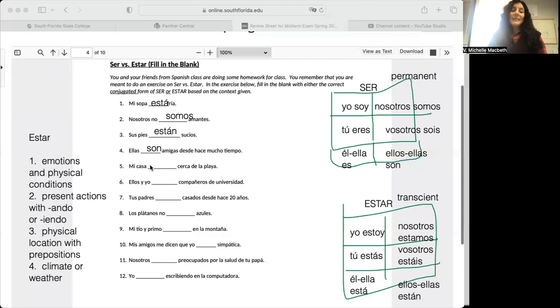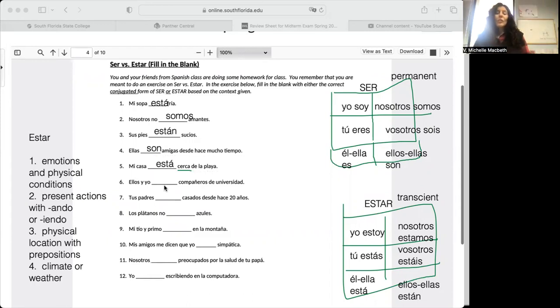Okay. Mi casa cerca de la playa, no? I'm talking about how close it is to the beach. So, is it an emotion or a physical condition? No. Is it a present action using an ando or a yendo? No. Is it a physical location with a preposition? Yes, it is. And how do I know that? Because the word cerca is here. Okay. So mi casa está cerca de la playa.